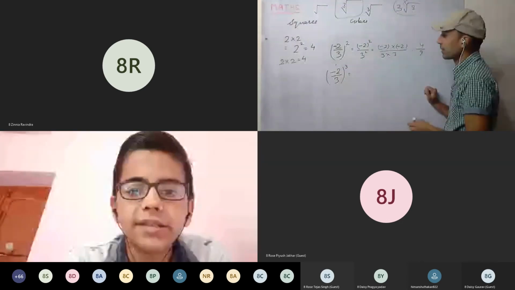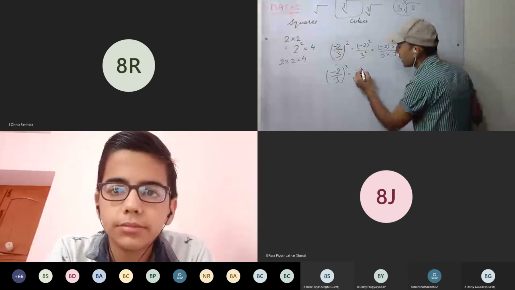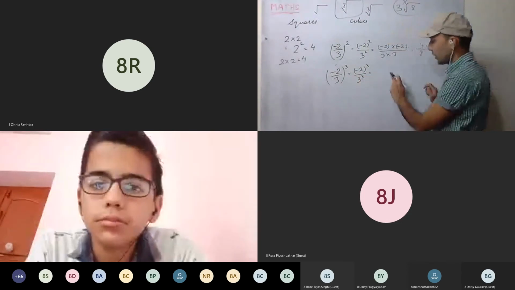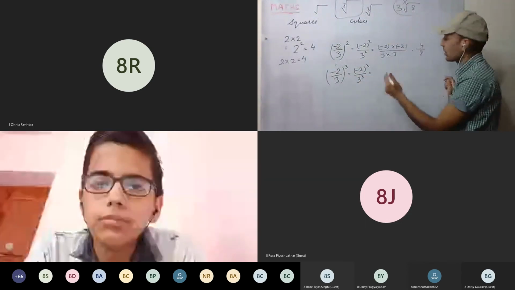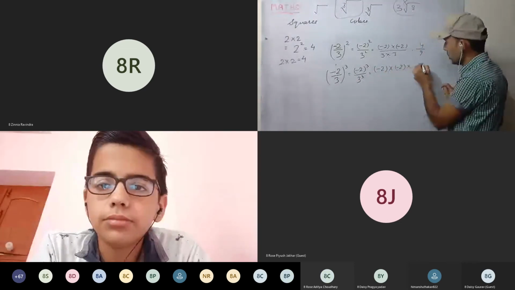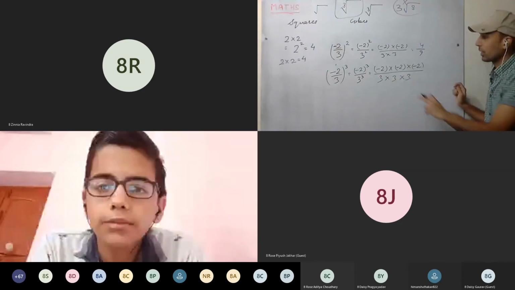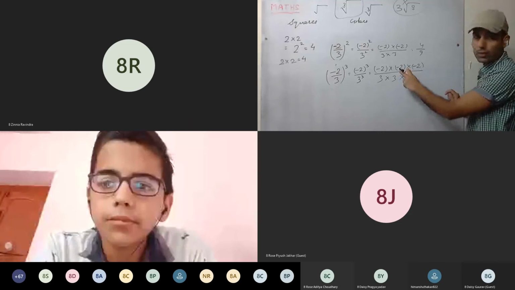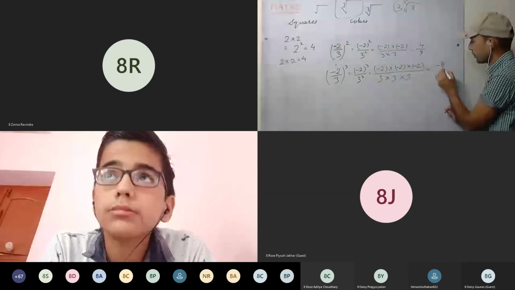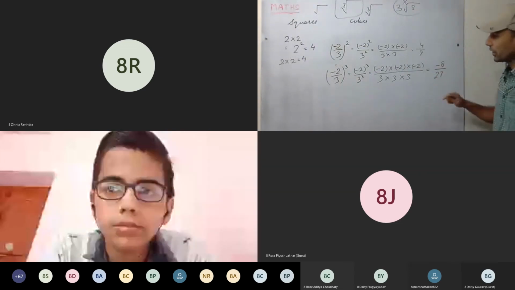Minus 2 upon 3, the whole cube. Calculate. Minus 8 by 27. Remember, minus 2 upon 3, the whole raised to power cube, upon 3 cube. So either you can simply take the minus outside, and it will remain minus outside, or you can do minus 2 into minus 2 into minus 2, divided by 3 into 3 into 3. This is clear? Minus 2 into minus 2 is 4, that is plus 4. Plus 4 into minus 2 is minus 8, upon 27.